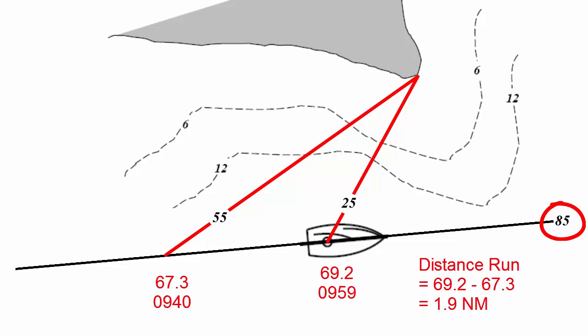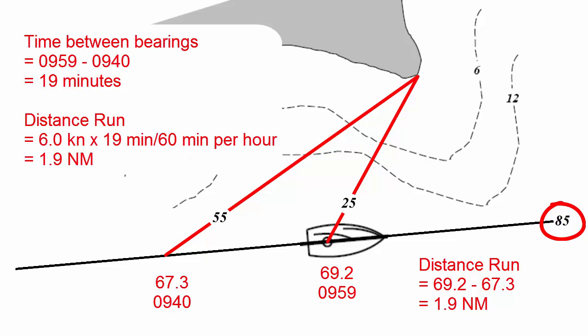The distance run over water then, between the times of the two bearings, is the log readings 69.2 minus 67.3 equals 1.9 nautical miles, or 6 knots times 19 minutes divided by 60 minutes per hour equals 1.9 nautical miles.